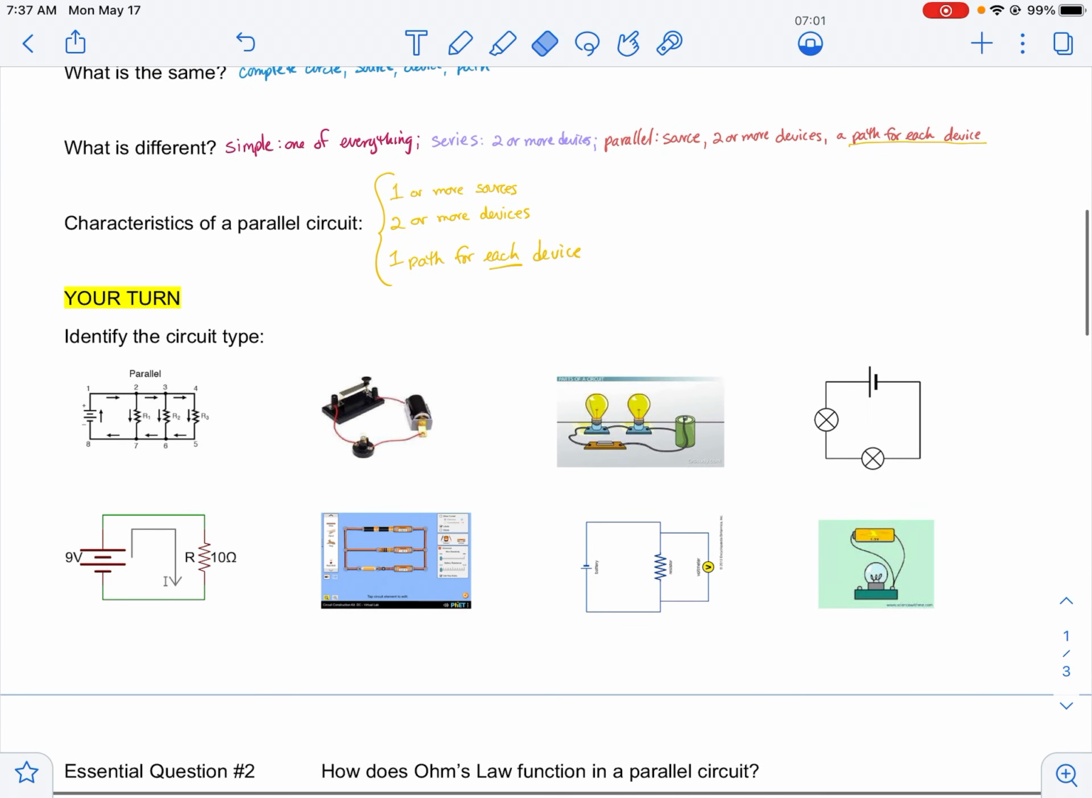So your turn. Stop the tape, or the video, and I want you to identify each circuit down here below. There's 8 of them. Your choices are not a circuit, of course, if it's not even going to light, series, parallel, or simple. Okay, so stop the video and go ahead and do your turn.